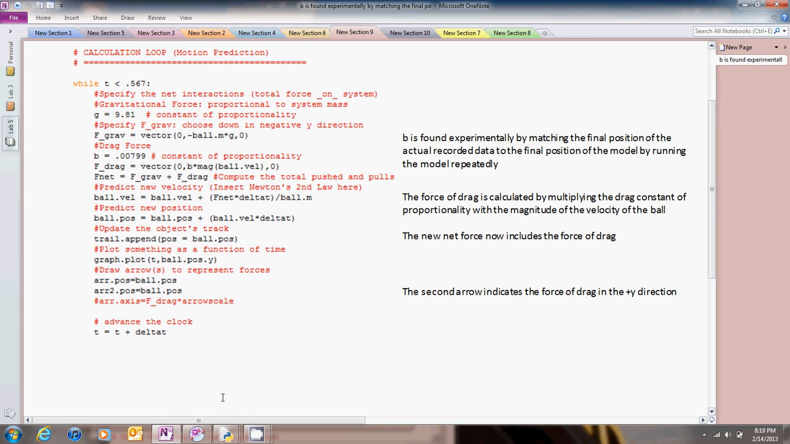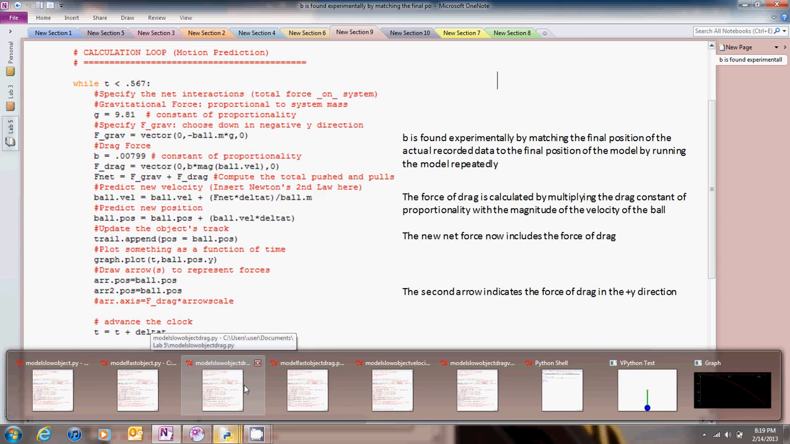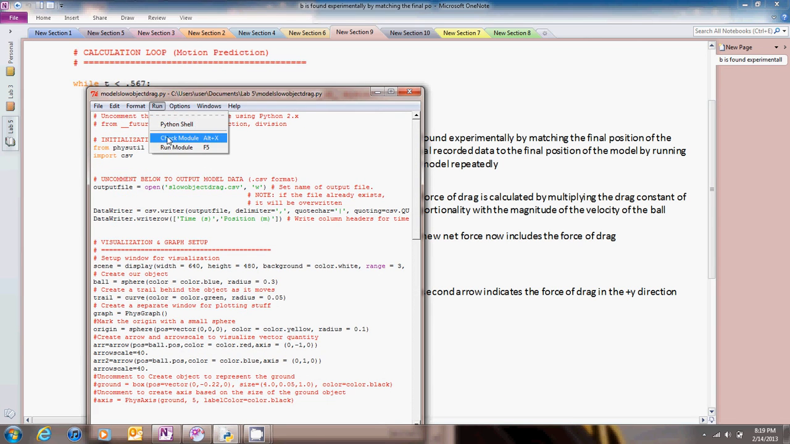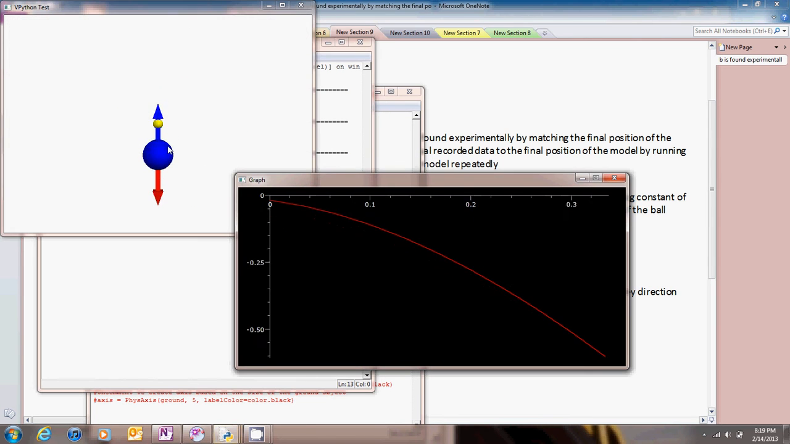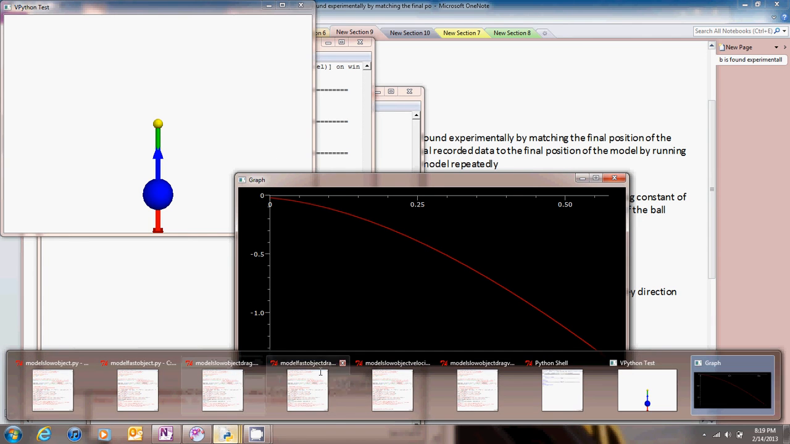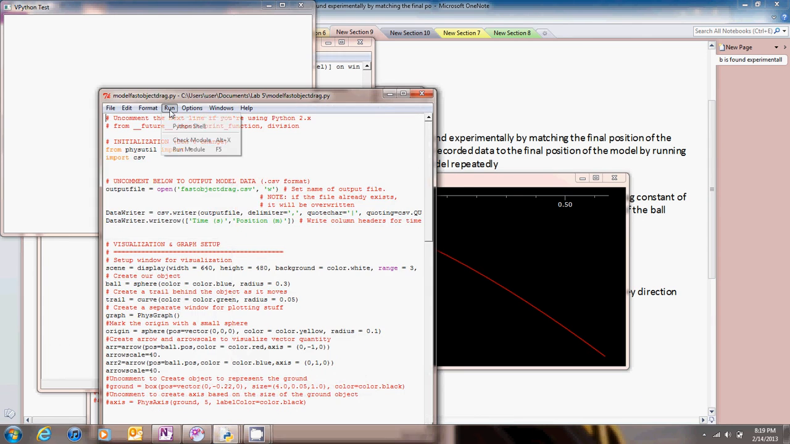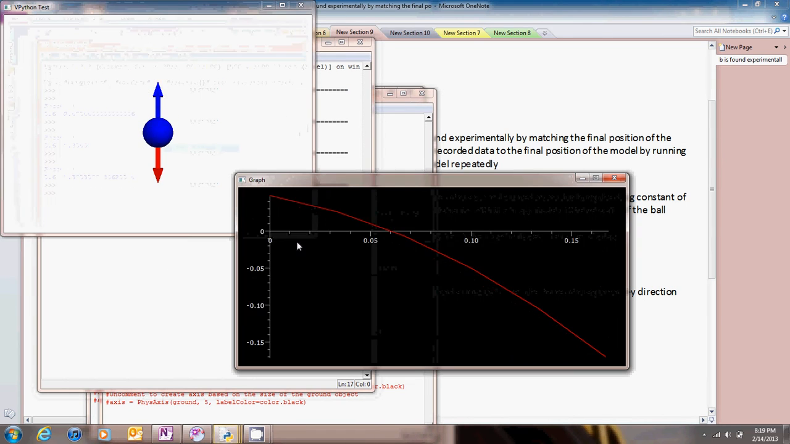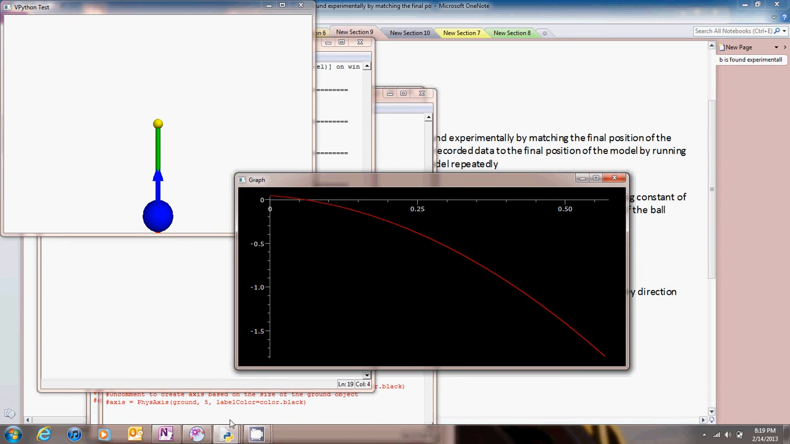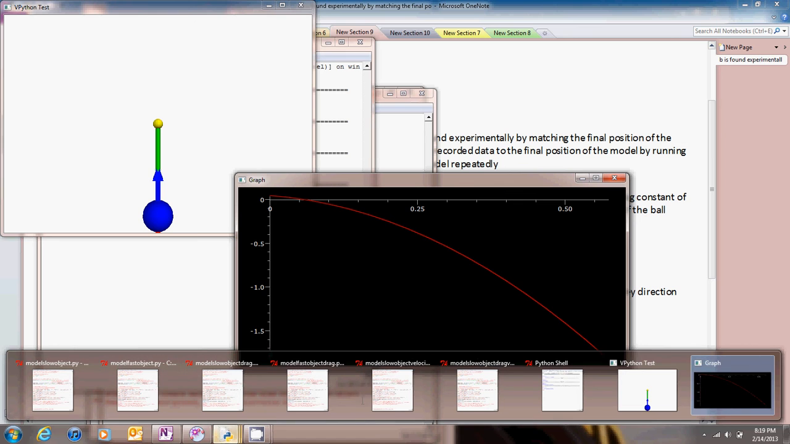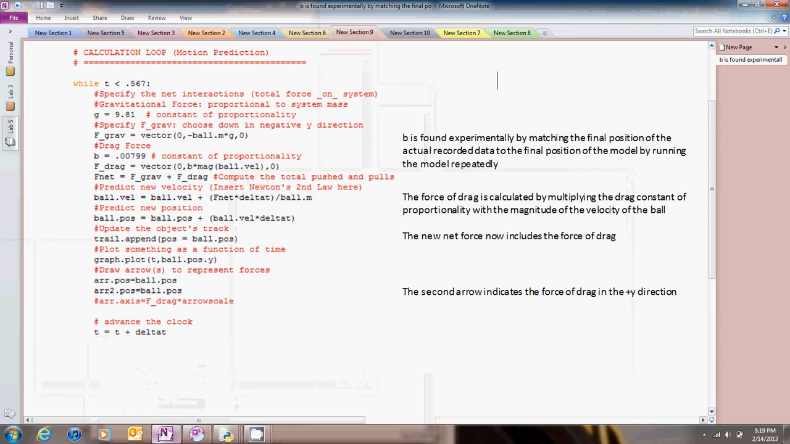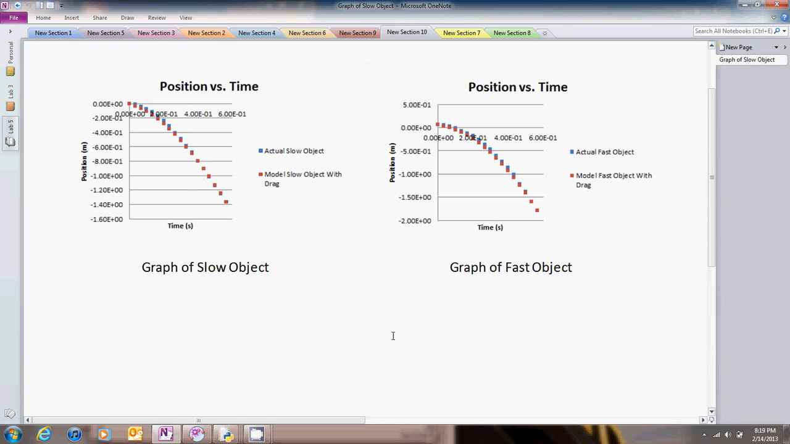And here is a run of these models. This is the run of the model of the slow object with drag, and the fast object with drag. And here's a graph of the objects with drag.